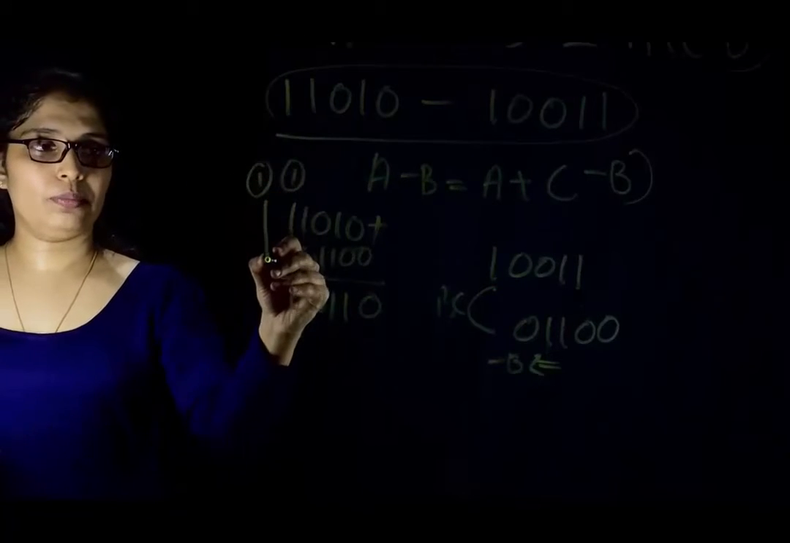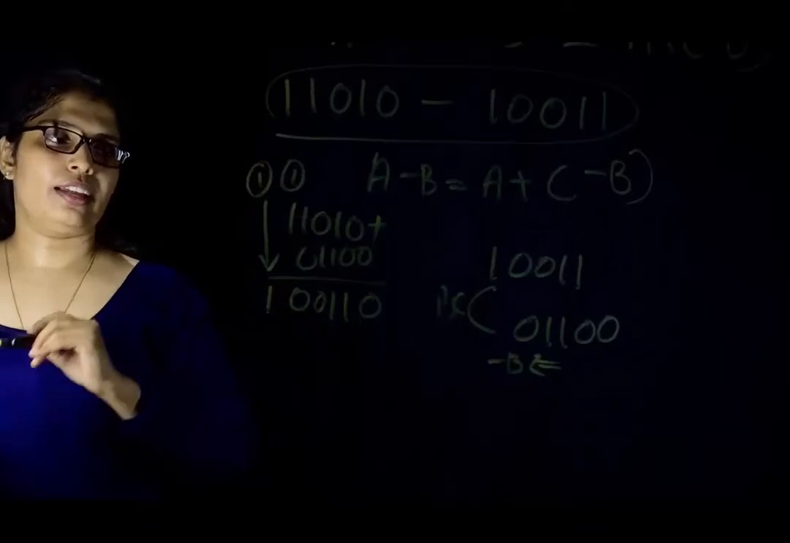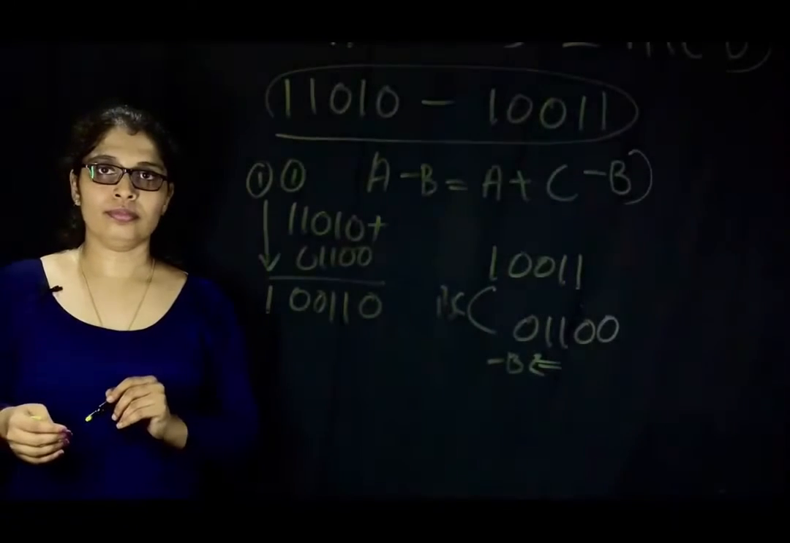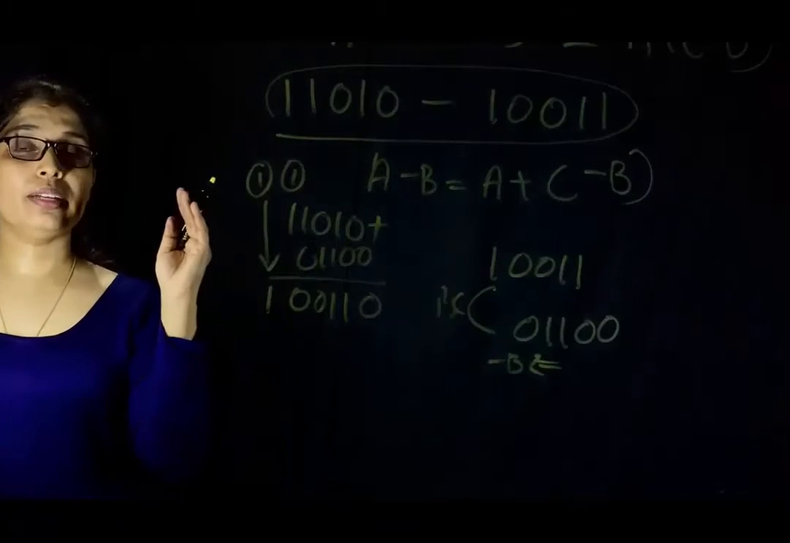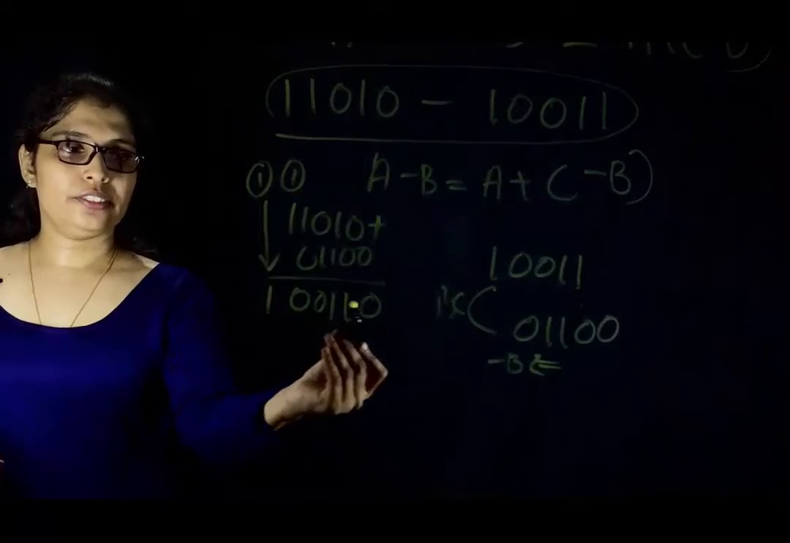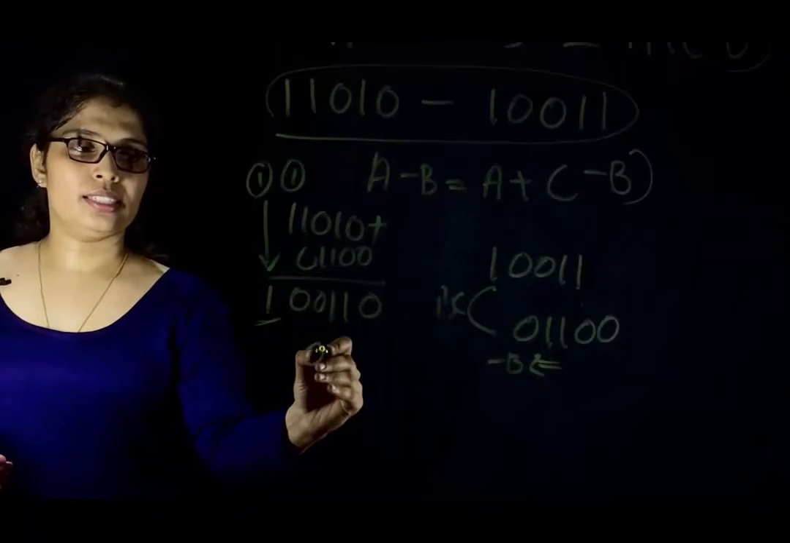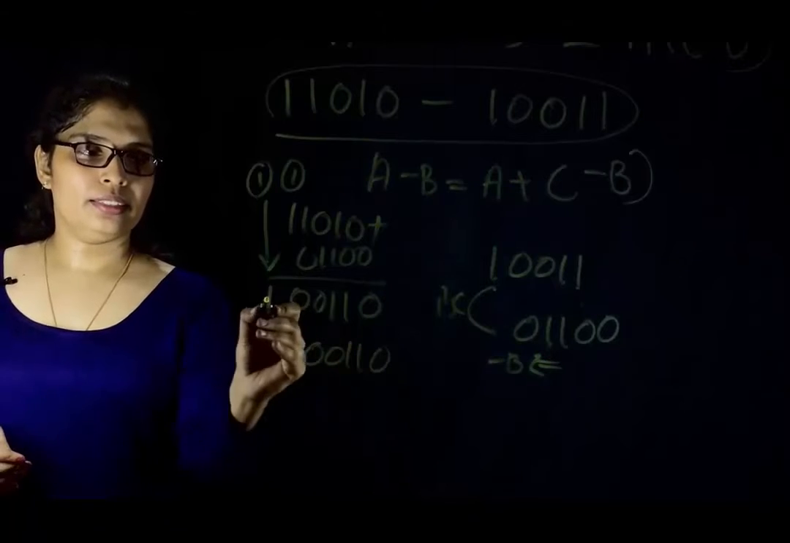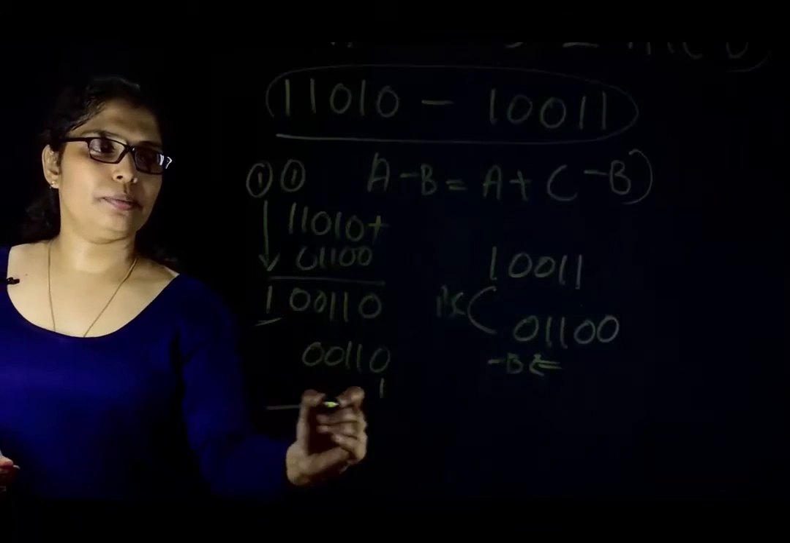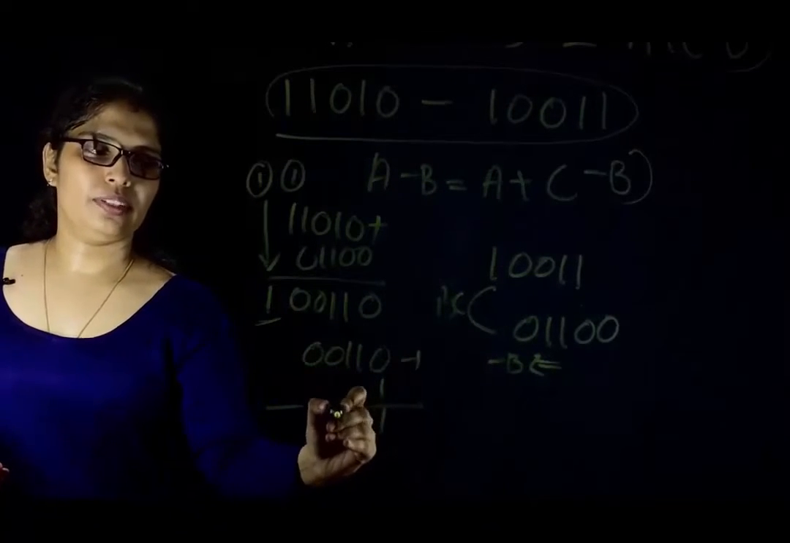Here we have no other bit for addition, so simply write this 1 here. In 1's complement addition, if such an end carry occurs, what do we do next? Simply add that end carry to the remaining bits. Then we will get the result.